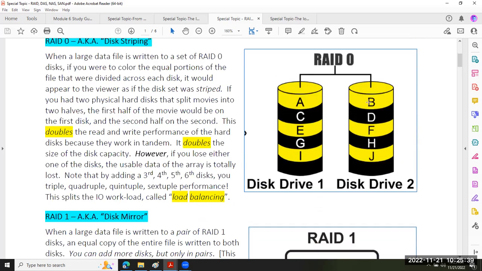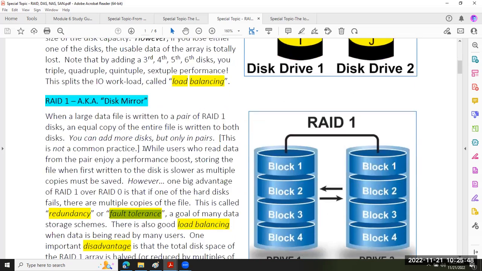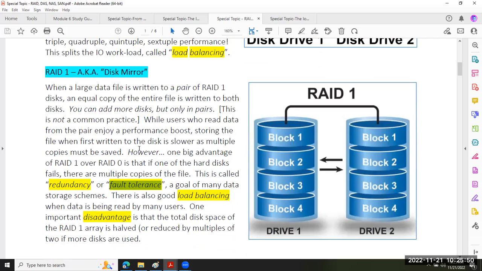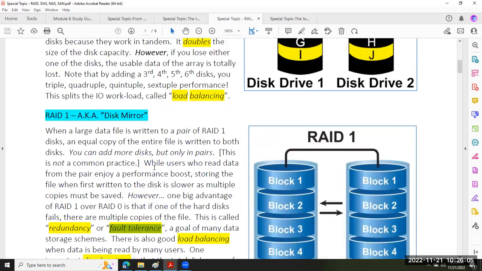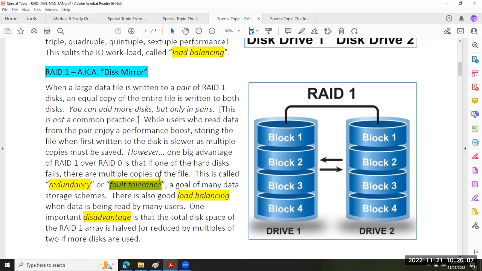Disk striping is the first type of RAID configuration. It doubles the read and the write performance. RAID 1 is the next and higher level of redundant arrays of disks. The read performance is just as good as RAID 0, but writing to the disk is slower. That's the only disadvantage, okay? Any questions about RAID 0 or RAID 1?